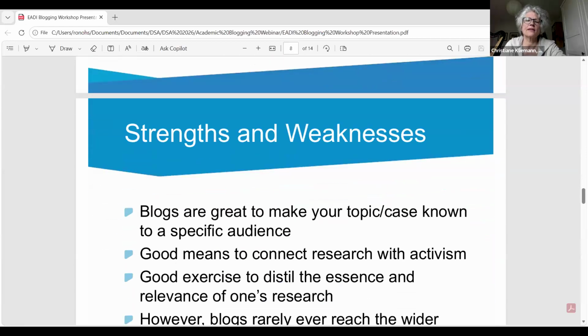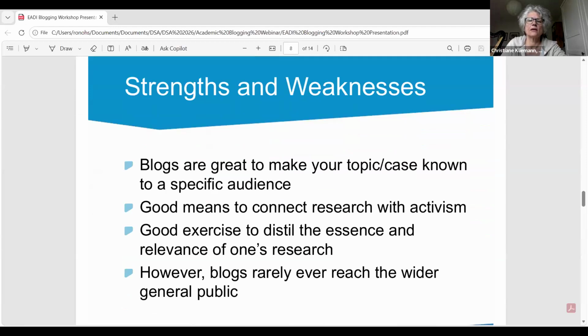So what are the strengths and weaknesses of blogs? The strengths are that they are very good to make your topic known to a specific audience. For example, our blog is for the development studies community in general. That is such a broad thing that there are loads of topics in there which are important to the community, but which the majority of the community isn't aware of. It's very interesting to read on topics that you haven't read about before, and that widens your perspective.